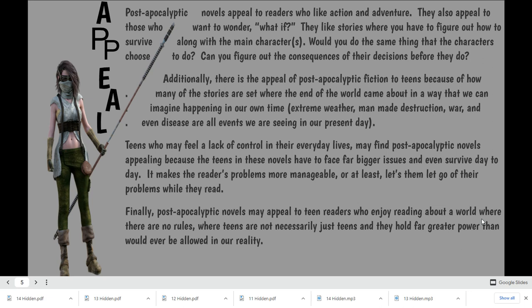Teens sometimes feel lack of control in their everyday lives, and sometimes they find these types of novels appealing because they face bigger issues or even survive day to day. It makes the teens' problems more manageable, or at least lets them let go of their problems while they read. Finally, post-apocalyptic novels may appeal to teen readers who enjoy reading about a world where there are no rules, where teens are not necessarily just teens, but they hold a greater power than would be allowed in their own reality.